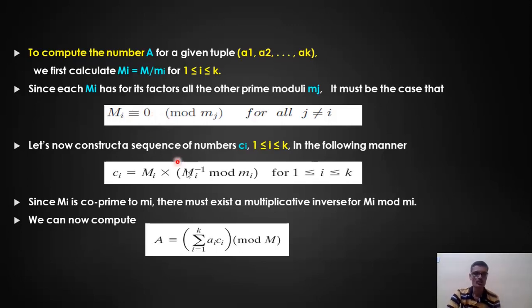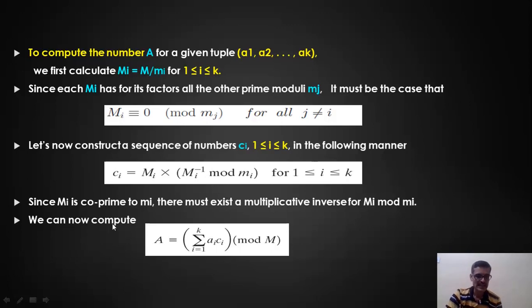Remainder equal to 0. Now the second step, what we have to do is find the inverse of each Mi, whatever we have found here. Okay, that is Mi inverse mod mi. That's what we need to find. Okay, then you multiply that with Mi to get another integer here, that is ci. Fine, this is the second step. Since Mi is co-prime to mi, there must exist a multiplicative inverse of Mi mod mi. So for any Mi, there should be a multiplicative inverse. That multiplicative inverse we have to find in the second step.